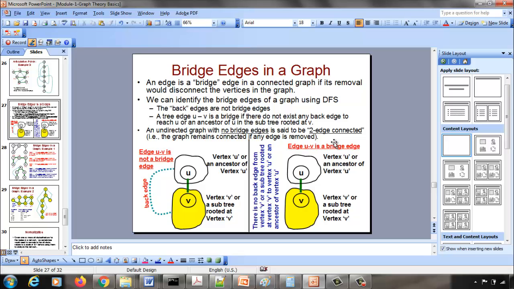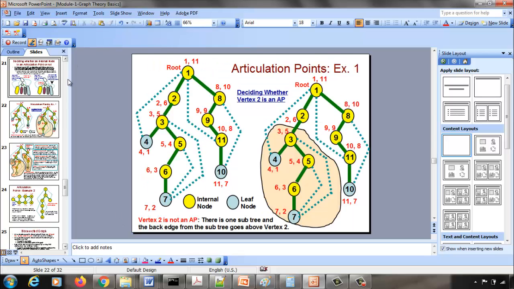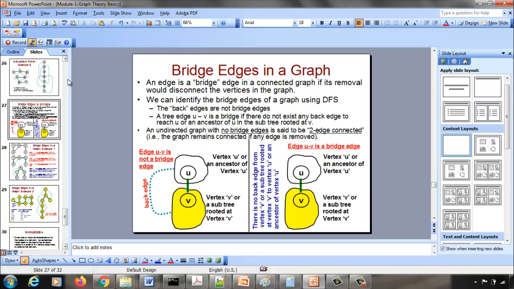You should not confuse this with an articulation point. Remember, for an articulation point, from the subtree there could be a back edge that goes up to U. Only if it does not go beyond U or above U, then we can call that U an articulation point. So even if there's a back edge that comes out of the subtree that goes only up to U but not beyond U, then U could be called an articulation point. Whereas for a bridge, there should not be any back edge that goes even up to that U. Okay, so that's the difference.